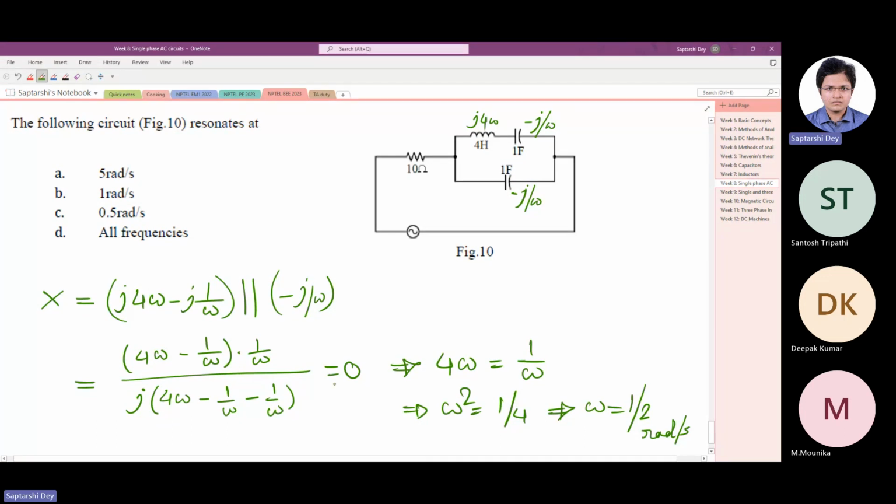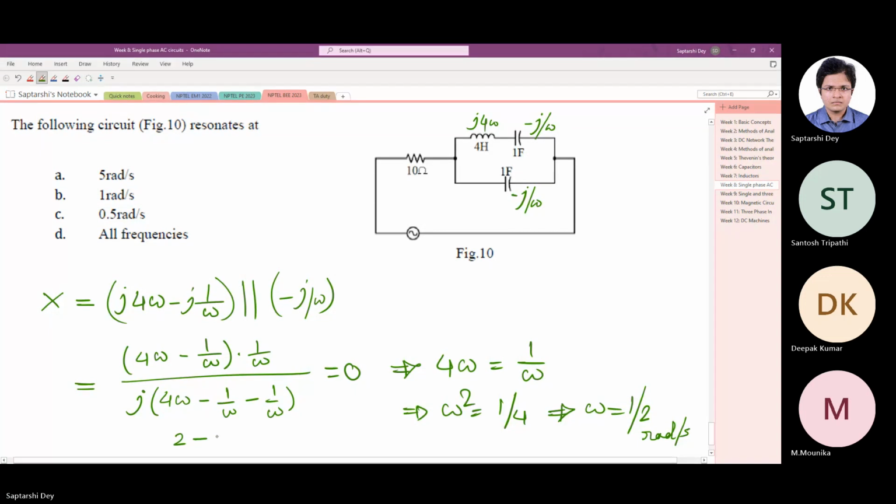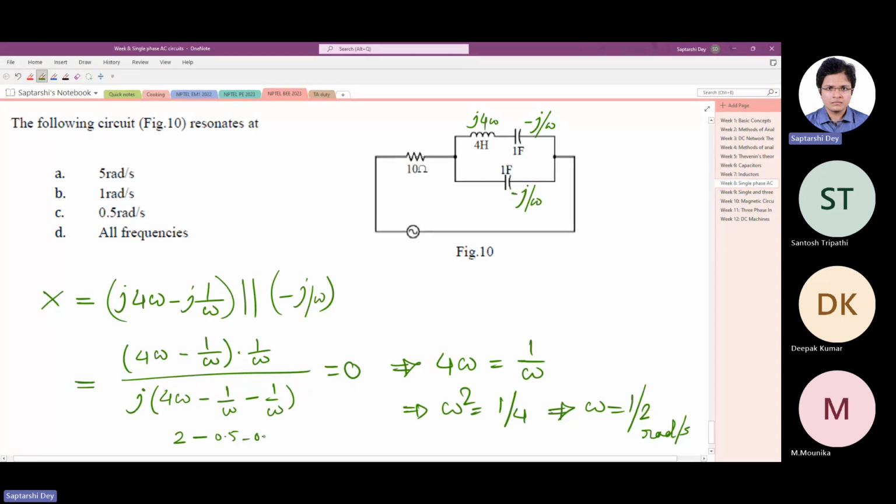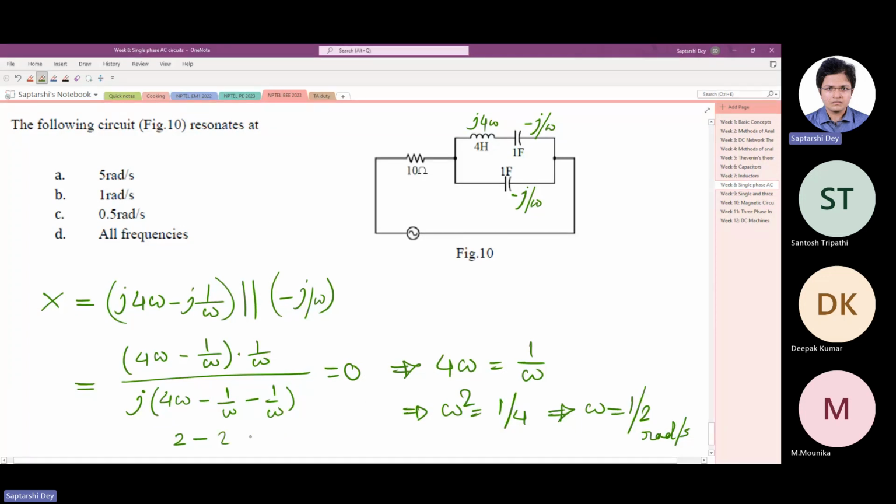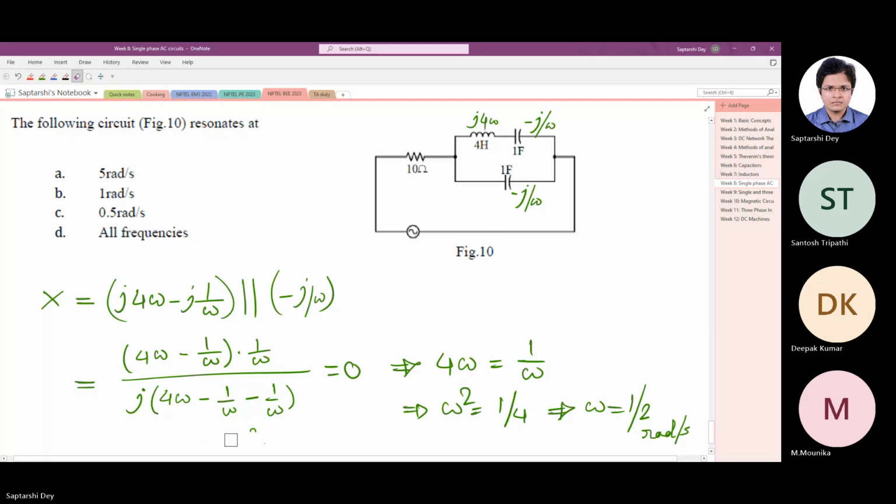Just let us see one thing. If I put omega equals half in the denominator, what comes? 2 minus half minus half. Oh sorry, half is what I'm putting, so it is 2 minus 2 minus 2. So it's not 0. Fine, the denominator should not be 0. So at this frequency, this circuit will resonate.